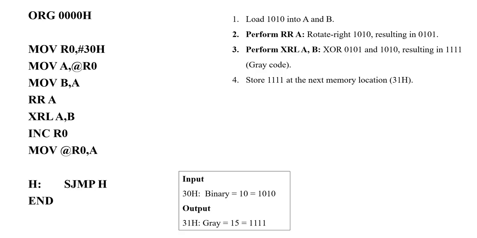Now we will see the program. So this program converts any binary number which is stored in the memory to its corresponding gray code, and it stores the result in the next memory location. So first is the initialization process. Here we are using ORG 0000H. This indicates the starting address of the program in the memory. Next instruction which we are using is MOV R0, #30H. This instruction will load the memory address 30H into the register R0, pointing to the location where the binary number is stored.